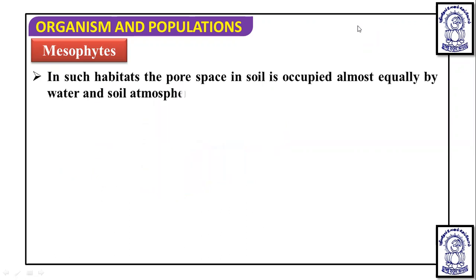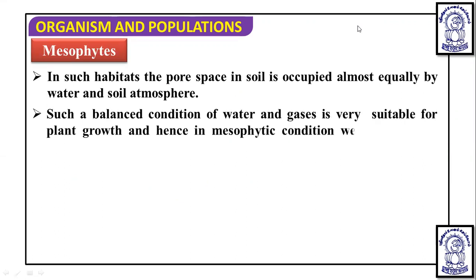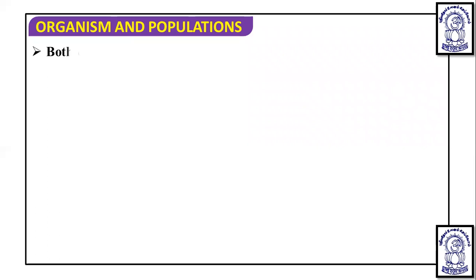And in such habitat, the pore space in soil is occupied almost equally by water and soil atmosphere, or soil air components, we can say. So such a balanced condition of water and gases is very suitable. Equal amounts of water and gases are found, so it is very suitable for plant growth, and hence in mesophytic condition we find the best growth of forest and crop plants.